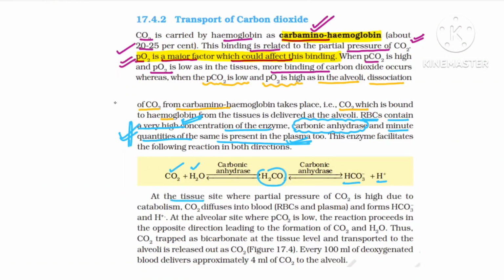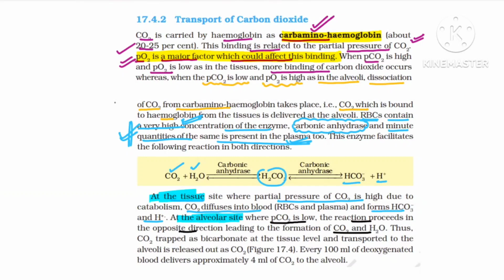So at the tissue level, what will happen? When the partial pressure of carbon dioxide is high, carbon dioxide will diffuse into the RBC and plasma and will make bicarbonate and H+. At the alveoli, it will be reverse. The entire equation I taught you, we have to do in reverse at the alveoli level. When the partial pressure of carbon dioxide is low, the reaction will be in the opposite direction, leading to the formation of carbon dioxide and water.